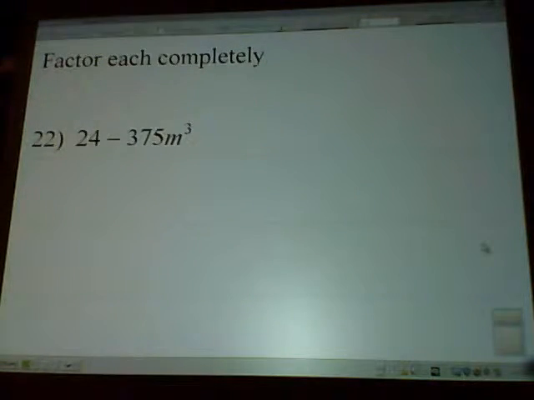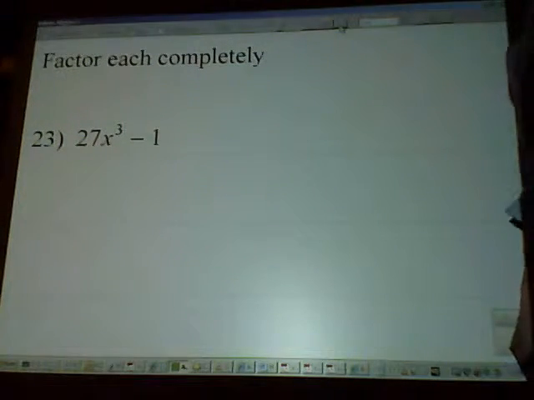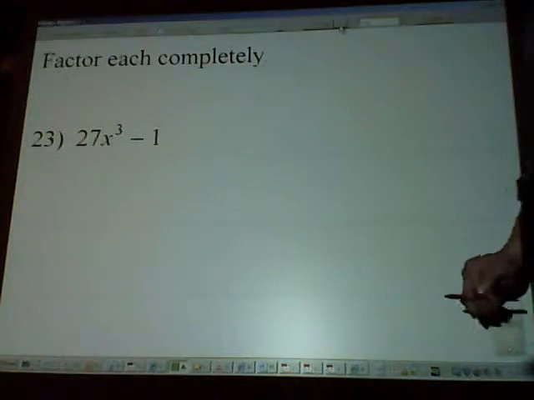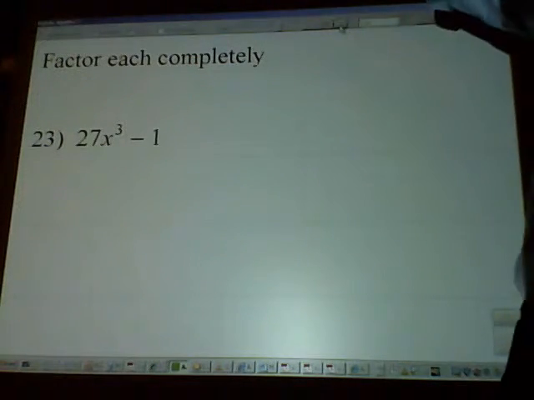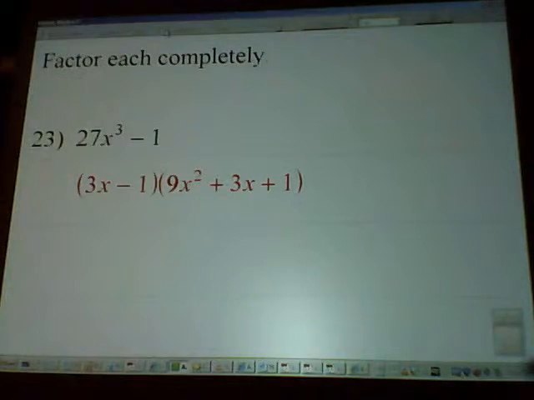All right, guys? Let me flash one more on there real quick. I don't want to finish it for you because this video is already running on. So check out 23. Let's see if you got it right. Press pause and try it right now, all right? And here we go. Let's see if you got it right. Bam. So we got 3x minus 1 times 9x squared plus 3x plus 1, all right?